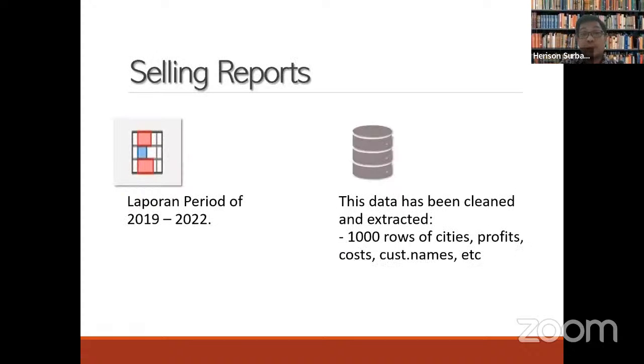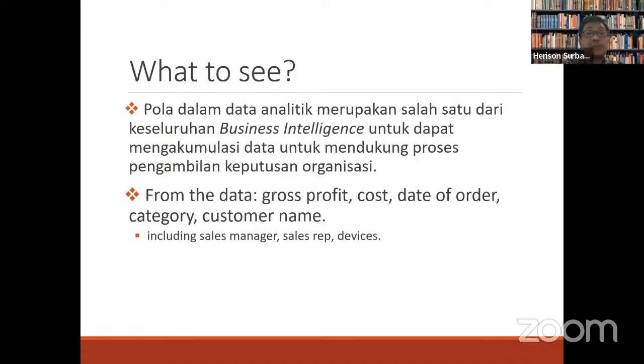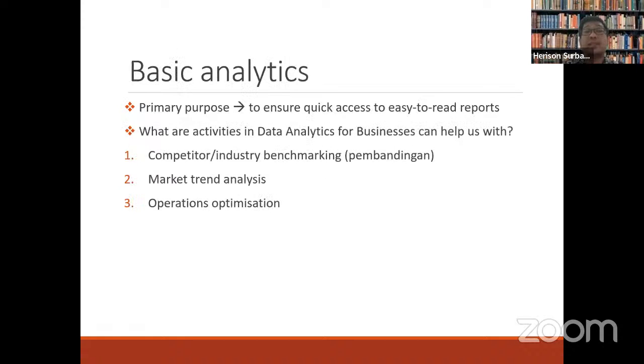What we will do today is make charts. I have prepared the data set, called laporan periode, from 2019 until 2022. This data has been cleaned and already extracted. It consists of 1,000 rows of cities, profit, cost, customer names, and so on. We will see the gross profit, the cost, date of order, category, and customer name, including the sales manager, sales representative, and devices.